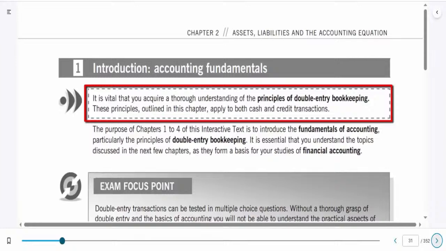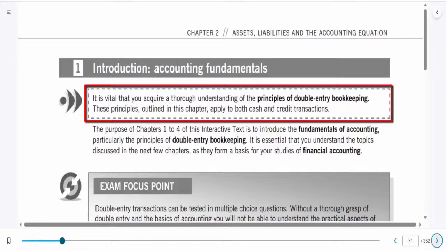When we say double entry, it simply means that every financial transaction affects at least two accounts, not just one. For example, if a company buys equipment, it will increase its assets because they now have the equipment and decrease its cash because they paid for it. This way, the books always balance.